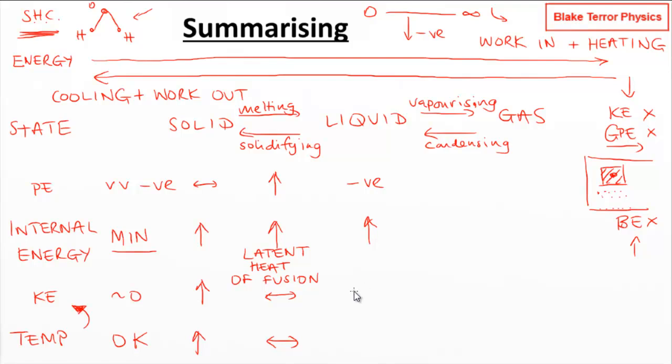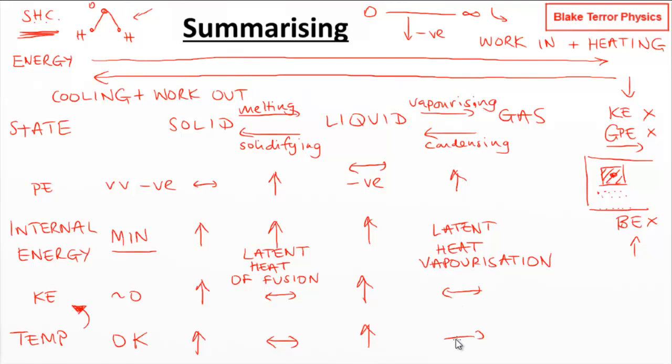You put more energy in, now we've got the kinetic energy going back up again. The potential energy is staying the same. The temperature is going back up because the kinetic energy is going up. We hit a new phase change as we go from liquid to gas. At this point, we've now got latent heat of vaporization. And the same thing is happening here, where the kinetic energy will be staying the same, the potential energy will be going up, and the temperature will be staying the same because the kinetic energy isn't changing.